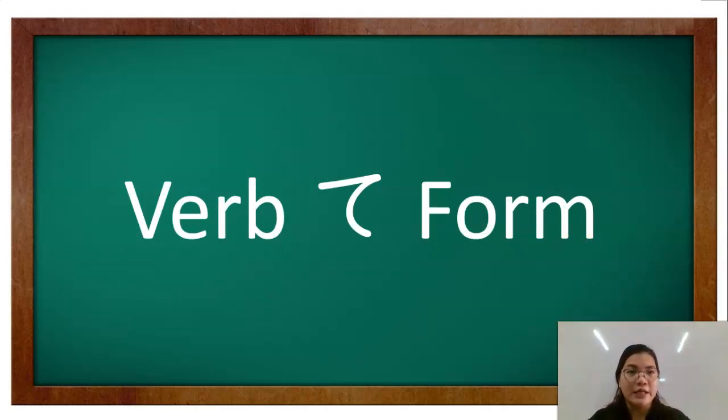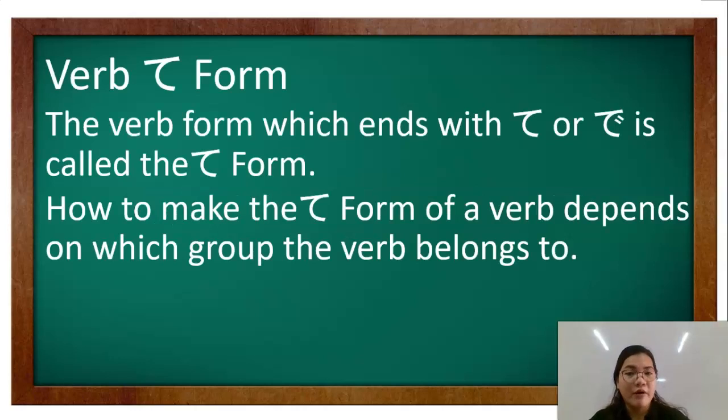This is the first conjugation that we are going to have, the verb te form. The verb form which ends with te or de is called the te form. Makikita nyo yung mga words or verb na nag-e-end sa te or de, that are called te form. How to make the te form of a verb depends on which group the verb belongs to. Kung paano mo gagawin or i-conjugate ang te form, magdedepende siya kung saang group siya na belong. It's very important that you memorize the rules in group 1, 2, and 3.